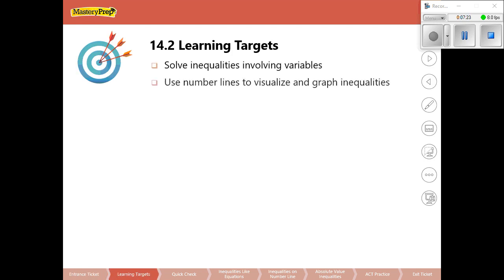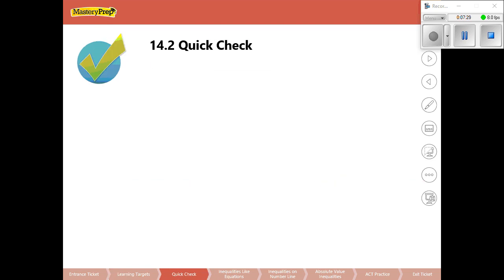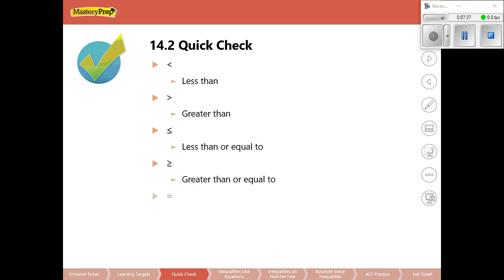Learning targets: solving inequalities involving variables, using number lines to visualize the graph, and simplifying absolute value equations. Apparently I'm deciding to write. I'm putting all these up here because I feel like this here is rehashing something y'all have done before.